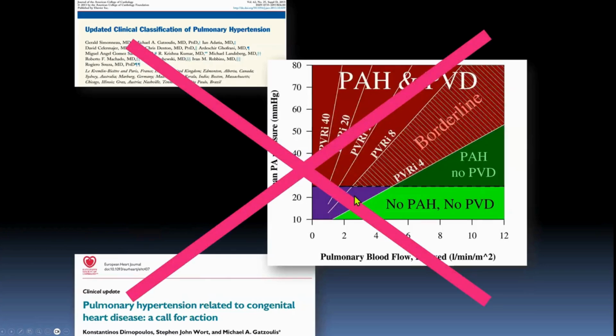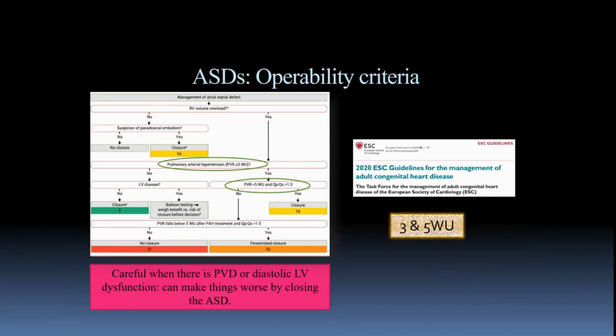We usually have cutoffs of PVRI of 4 and 8. We wrote lots of papers on that. The latest guidelines forgot about all that. The World Symposium has brought this back into discussion. I'm completely confused, and we can discuss this.